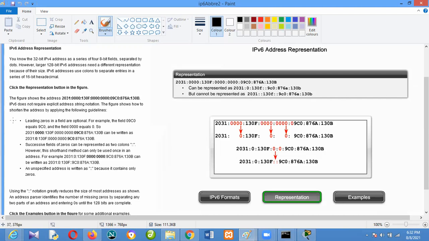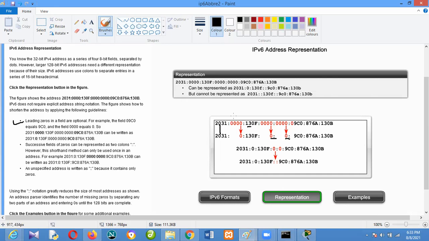The first rule says the leading zeros in the field are optional. Look at this. The leading zeros are three here, so we use the very last one. Here there's no leading zero. Here, you see that we got it here. Leading zero here, there is a 0 here, so we ignore it and start with 9C0, and so on.